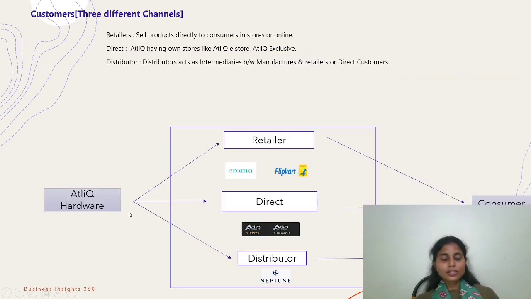AtliQ Hardware sells products to consumers through different channels like retailer, direct, and distributor. Retailer means selling products to consumers in stores like Croma, Flipkart, etc. Direct means it has its own stores like AtliQ Store and AtliQ Exclusive. Distributor means that in countries like China and South Korea, due to some government regulations and other business reasons, they are not allowed to sell products directly to stores. So we use distributors like Neptune. We sell products to the distributors, the distributors sell products to the stores in that country, and the stores sell products to the consumers. This is all about the business model of AtliQ Hardware Company.